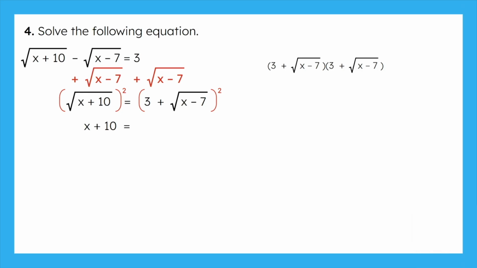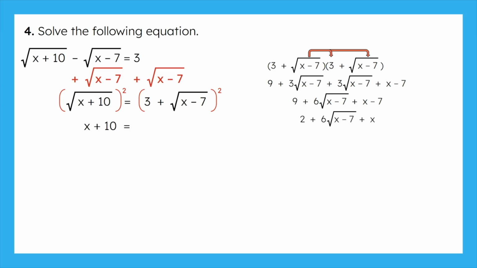We'll first distribute the 3, resulting in 9 plus 3 times the square root of x minus 7. Then we'll distribute the square root of x minus 7, resulting in 3 times the square root of x minus 7 plus x minus 7. Can we simplify this expression further? Yeah, we can combine the like radicals, resulting in 6 times the square root of x minus 7. And subtract that 7 from the 9, resulting in 2.